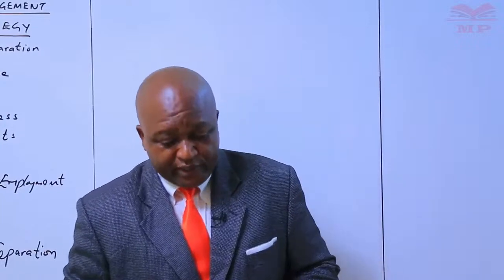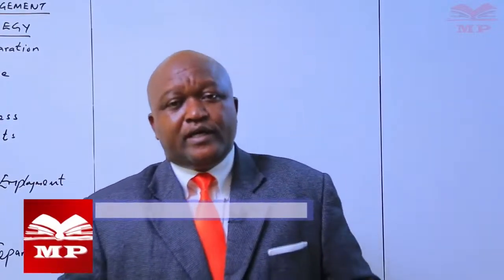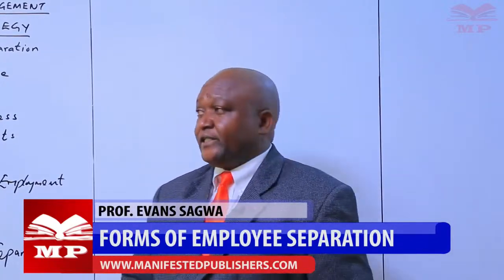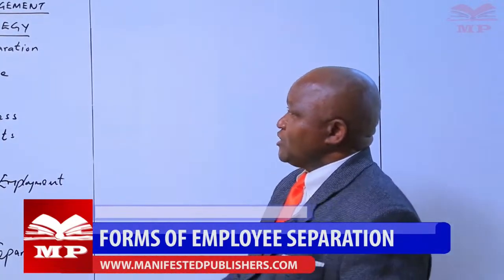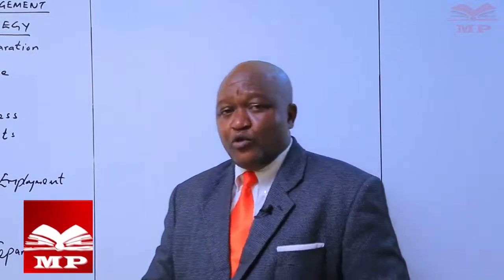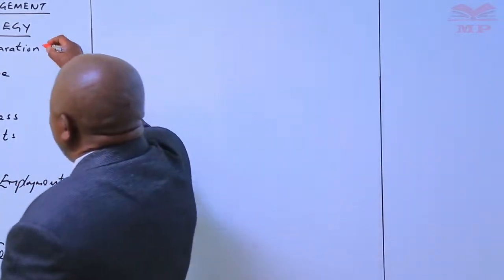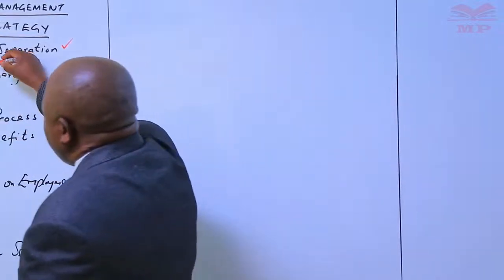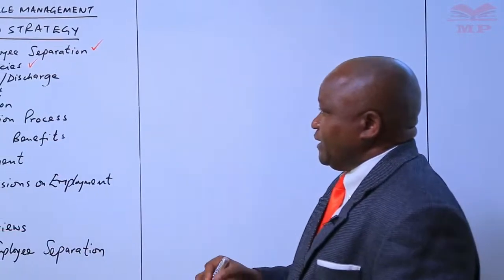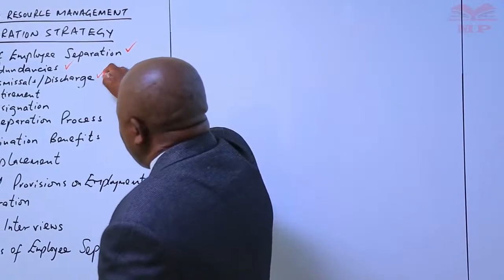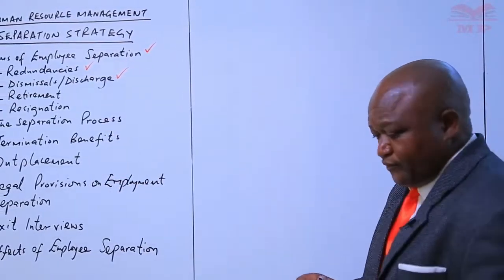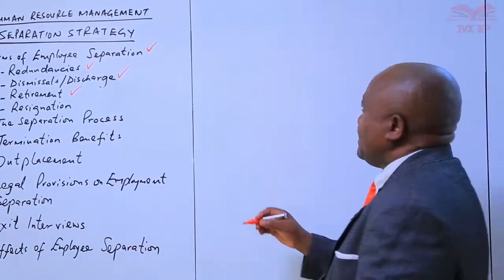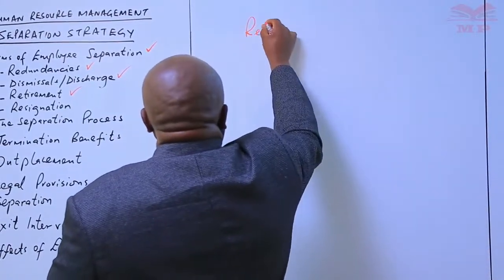So dear learner, welcome again to our continuing lessons in human resource management. In our last lesson, we had looked at the separation strategy, and we had initially looked at the forms of employee separation. We introduced and looked at redundancies. We also looked at dismissals, discharge, and today we are going to look at another area, which is retirement. Our lesson today is on retirement.